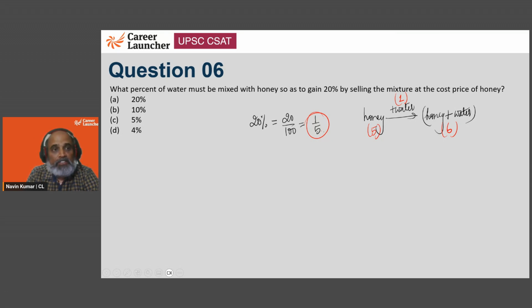So the question asked is, what percent of water must be mixed? So if there are 5 parts of honey, we need to add 1 part of water, which is 20% of it, to gain 20%. So basically, whatever percentage we see here, that's the exact percentage we should add. This is also known as adulteration.